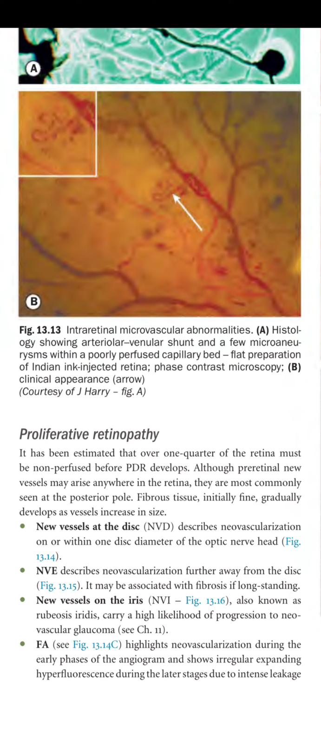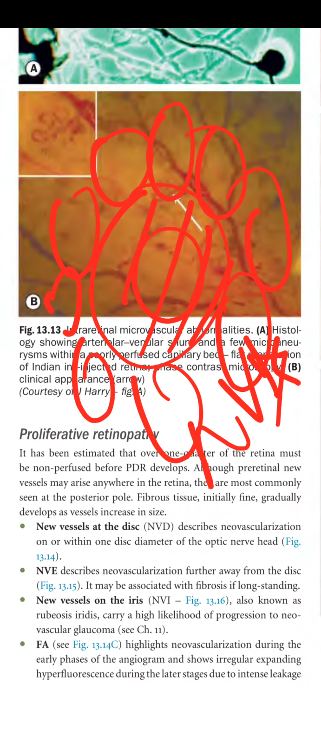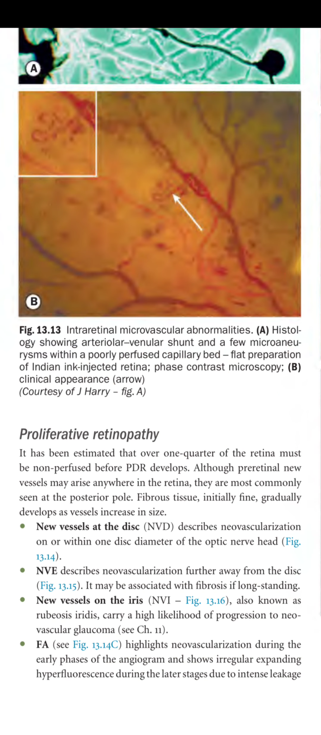So there can be new vessels at the disc, new vessels elsewhere, and new vessels on the iris. New vessels on the disc describe new vascularization on or within one disc diameter of the optic nerve head. So we have discussed it earlier. This is the optic nerve head. If there are new vessels on the optic nerve or within one disc diameter of the optic nerve, it is known as NVD. NVE describes neovascularization further from the disc. It may be associated with fibrosis if long standing. There can be new vessels on the iris, known as rubeosis iridis, carrying a likelihood of progression to neovascular glaucoma.